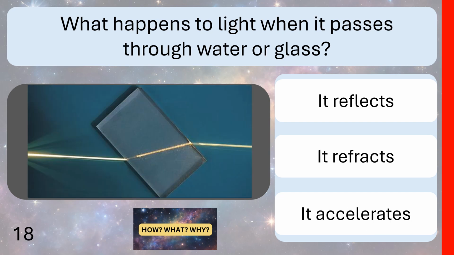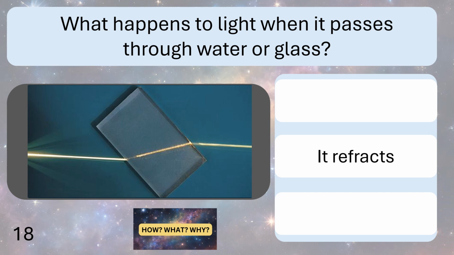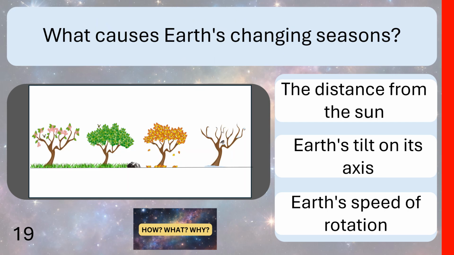Question 18. What happens to light when it passes through water or glass? Does it reflect? Does it refract? Or does it accelerate? So that's reflects, refracts, or accelerates. It's refracts, which is the scientific word for bending when light travels between two different mediums.